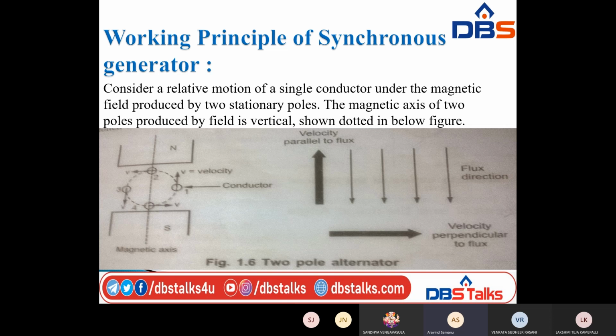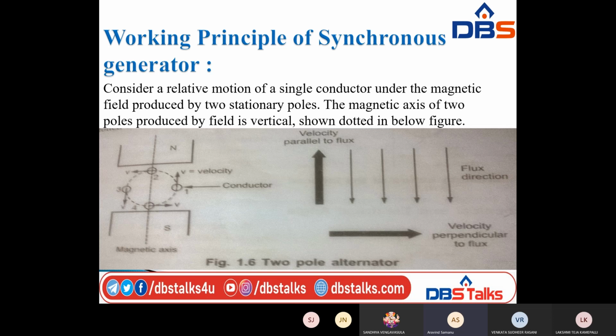Here consider a relative motion of a single conductor under the magnetic field produced by two stationary poles, north pole and south pole. This is the magnetic field produced by the two stationary poles. Here the magnetic axis of the two poles produced by the field is vertical.